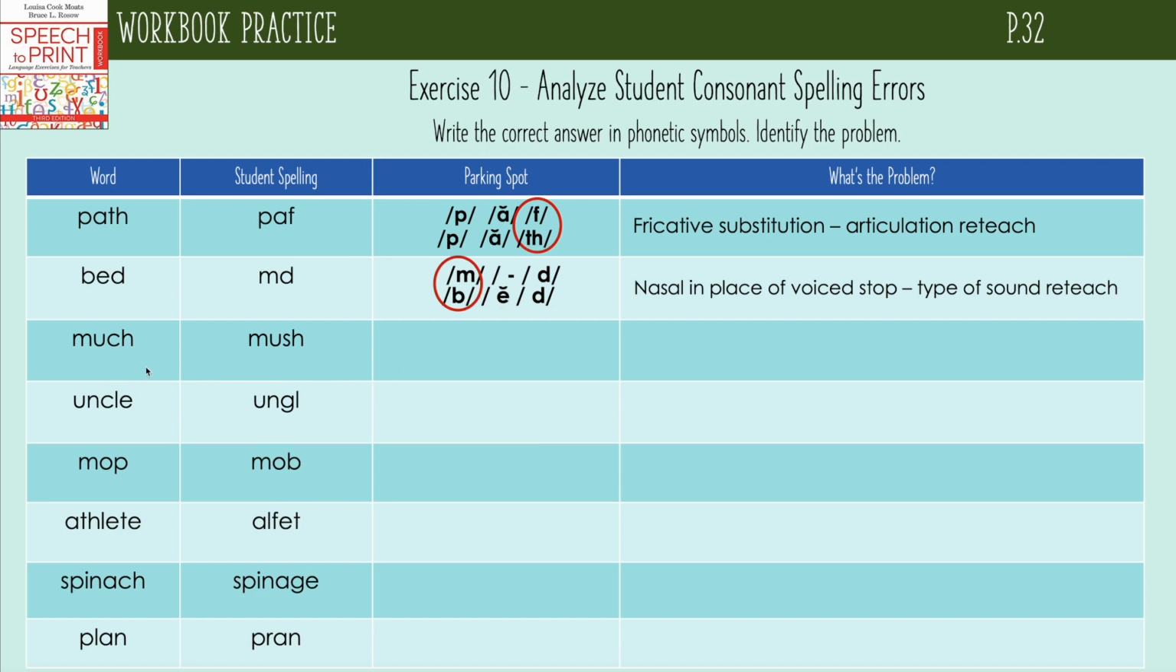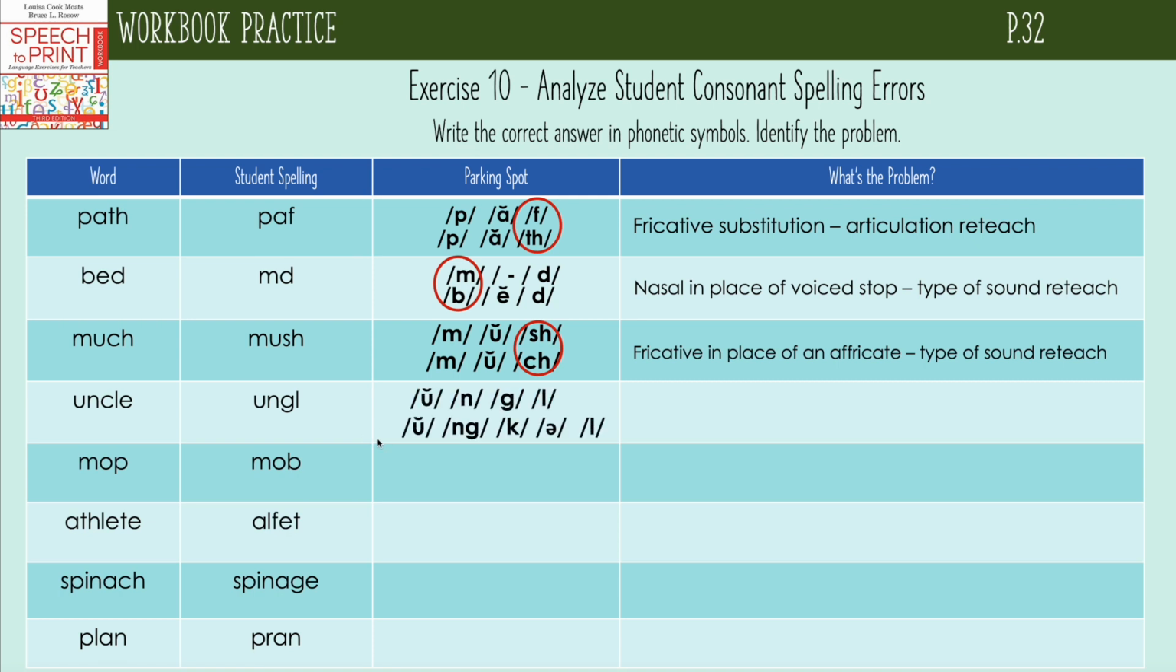Now, if we look at much, they have replaced the CH with an SH. So that again is a type of sound reteach. They have replaced that affricate with a fricative, so they're missing the idea that there's a stop onto that CH.